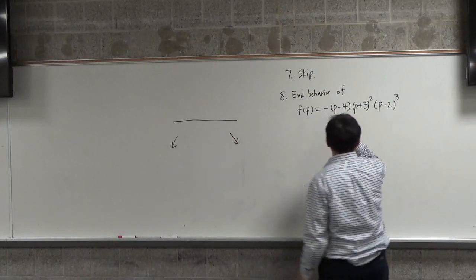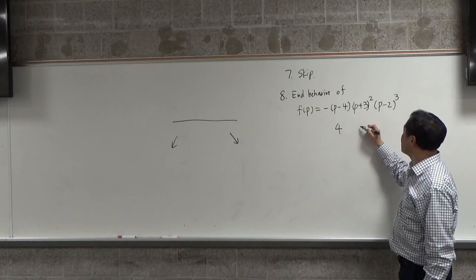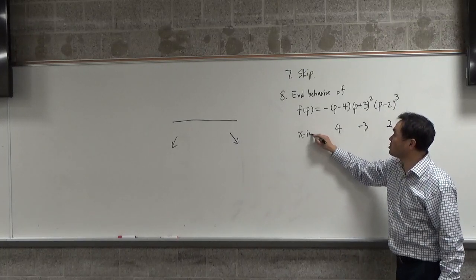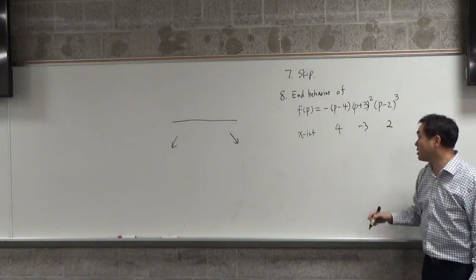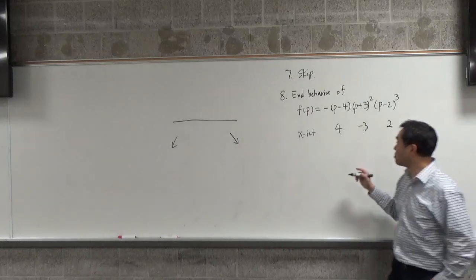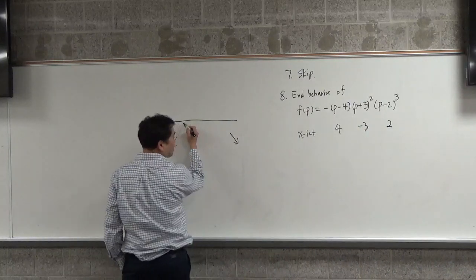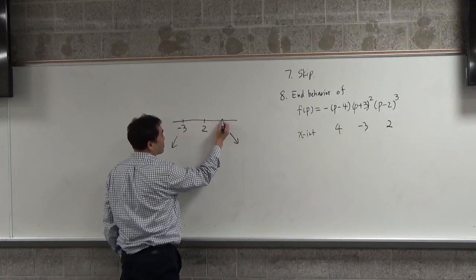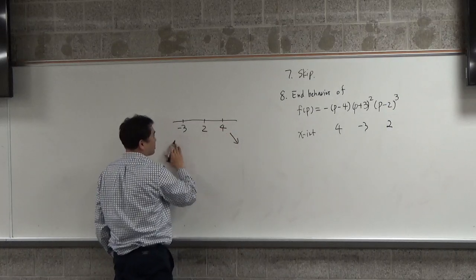Furthermore, we have that 4, negative 3, and positive 2 are your x-intercepts, because that's when this function p becomes 0, right? So these are the x-intercepts. You put those numbers on the number line in order. Negative 3 should come first, and then that's 2, and that's 4, right? Okay.